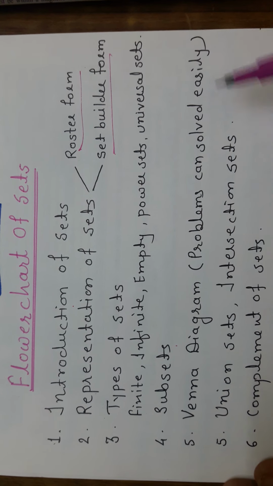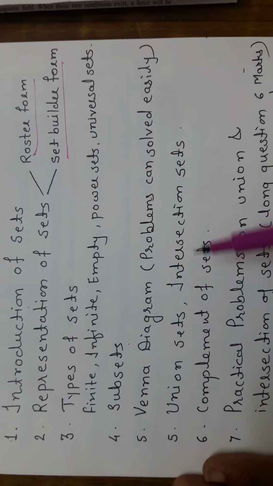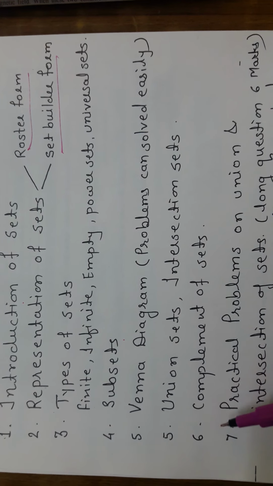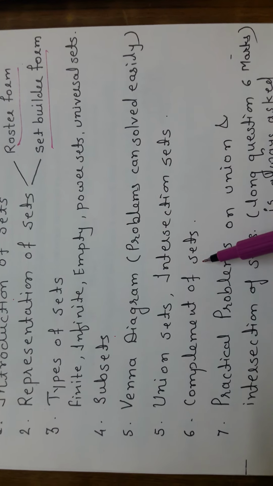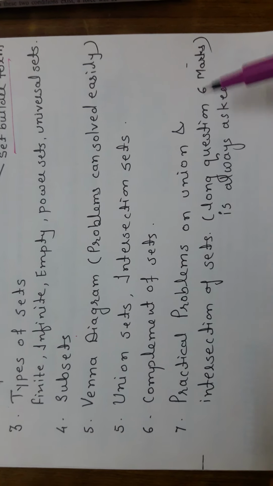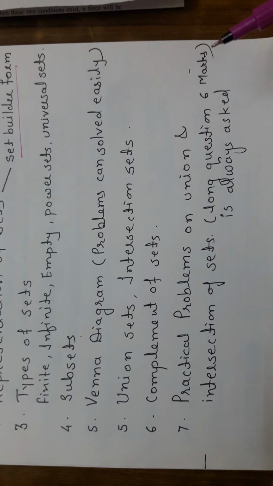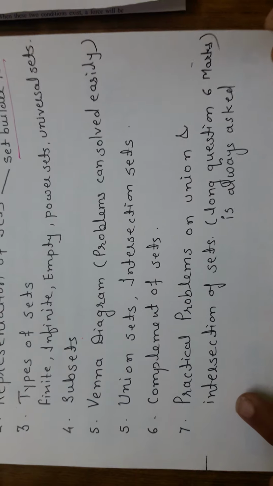Problems can be solved easily using the Venn diagram. Fifth point, union of sets, intersection of sets. Sixth point is complement of the sets. Seventh, practical problems on the union and intersection of the sets. A long question of 6 marks is always asked on this topic.